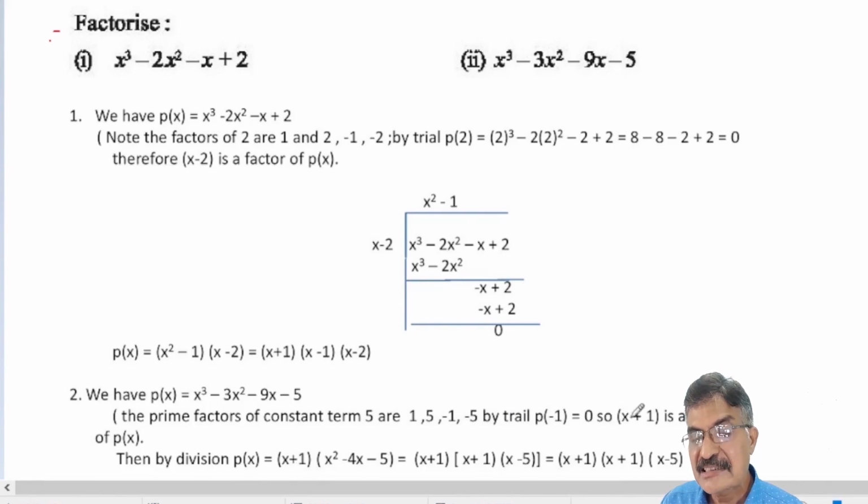Here I adopt this division method. First you substitute minus 1, you will get the answer 0. Then x plus 1 is a factor. Then I divide this expression with x plus 1. Then we will get this quotient. Then using the splitting the middle term method, I can write x square minus 4x minus 5 as x plus 1 into x minus 5. Or you can do this method also, substituting the value of x.